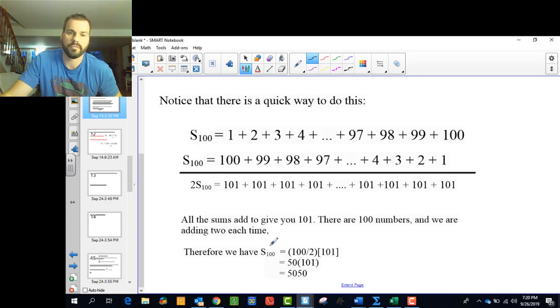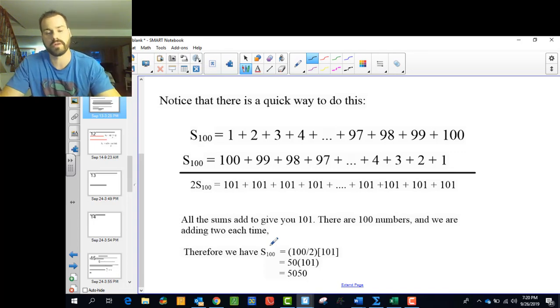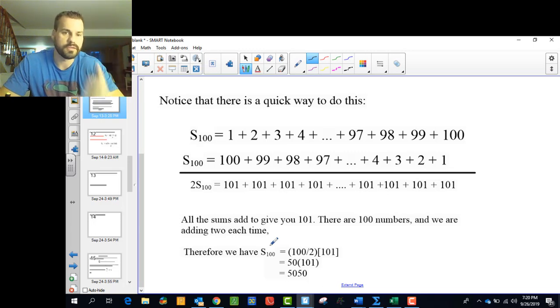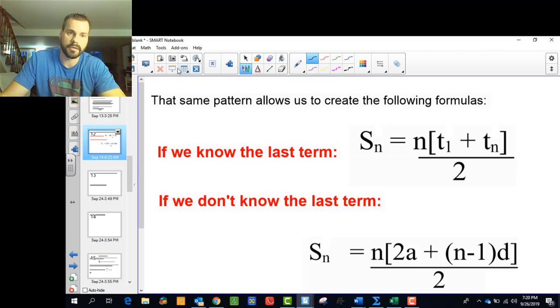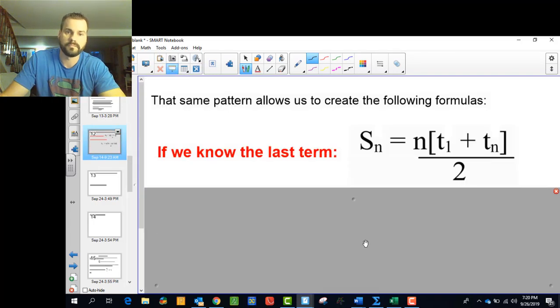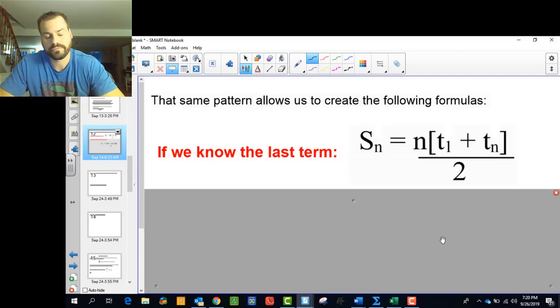And that is an easy way to do any arithmetic sequence, because any arithmetic sequence works the same way. The terms, because they're separated by a common difference, are always going to add up such that the first term and the last term is the same thing as the second term and the second to last term, and the third term and the third to last term as they add together. And so we can write that out like this.